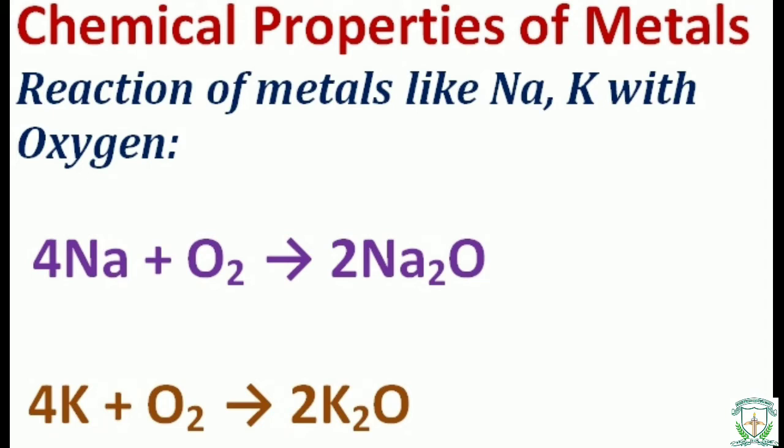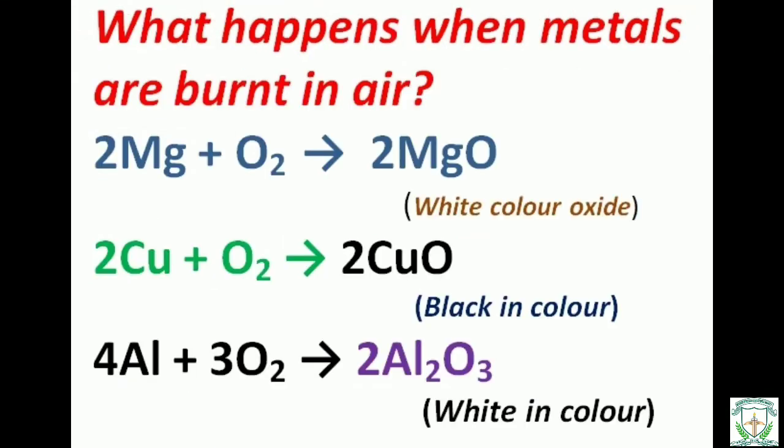But not all the metals have the same property, which means most of the metals won't react at room temperature. Examples are magnesium, copper, aluminium, etc. These metals react when we heat them. Did you understand? So the reactions are as follows.